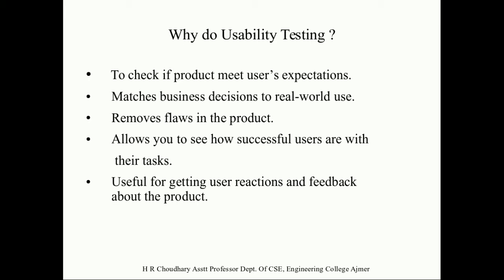The third one is that it removes flaws in the product. After that, it allows you to see how successful users are with their tasks, basically whether users are completing their tasks easily or not. Then we use usability testing for getting user reactions and feedback about the product, which is very important: what the user is feeling after using the software system. If we use it from the start of the SDLC model or the development of the software, we can change things as per the user's requirements or needs.